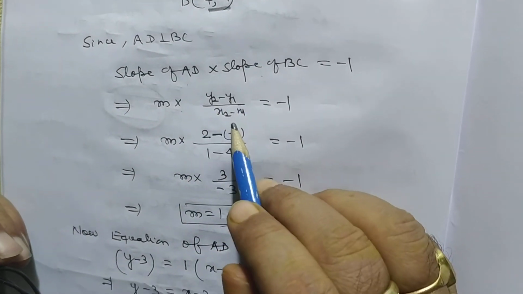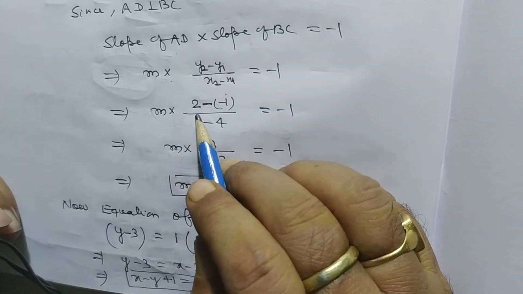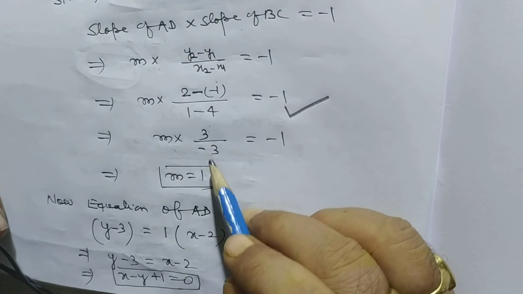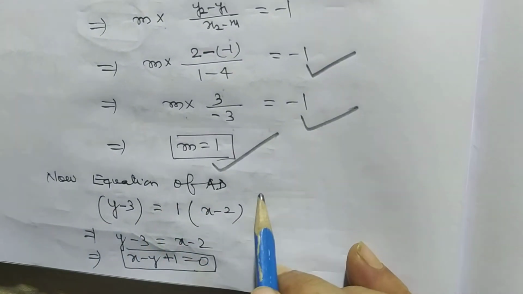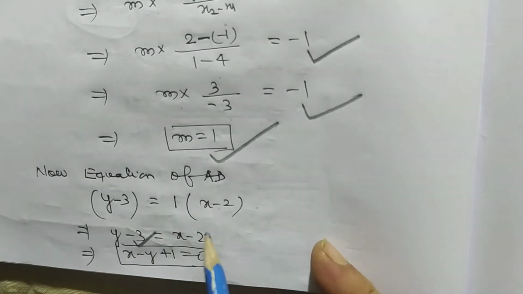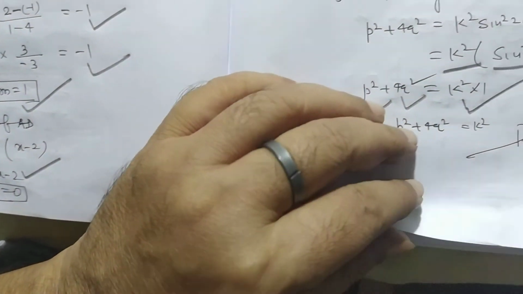M into (y2 minus y1) by (x2 minus x1) is equal to minus 1. So M into (2 minus minus 1) by (1 minus 4) is equal to minus 1. M is equal to 3 by minus 3, which is minus 1. So M is equal to 1. Now equation of AD is y minus 3 is equal to 1 into x minus 2. That is y minus 3 is equal to x minus 2. That is x minus y plus 1 is equal to 0.